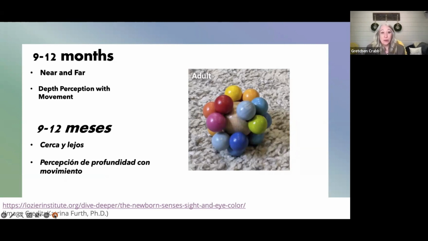At about 9 to 12 months, right, they start walking and crawling and exploring their world a little bit more. That near and far becomes much more prevalent. And we also start seeing more development of depth perception with movement. So when they start to crawl, they start to see the world in a different perspective than they do if they're just statically sitting. When they stand, it brings on a whole other level of integration as well.